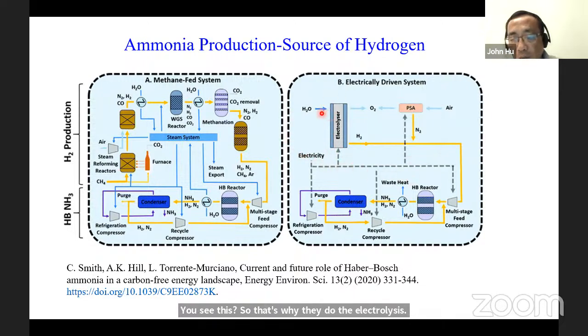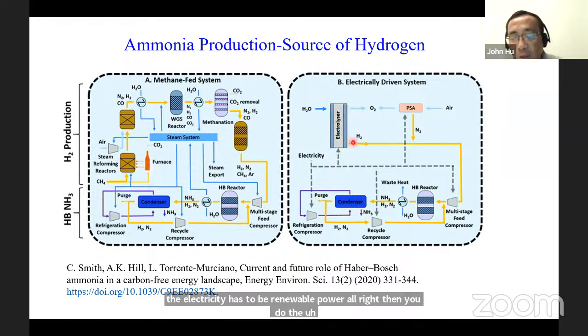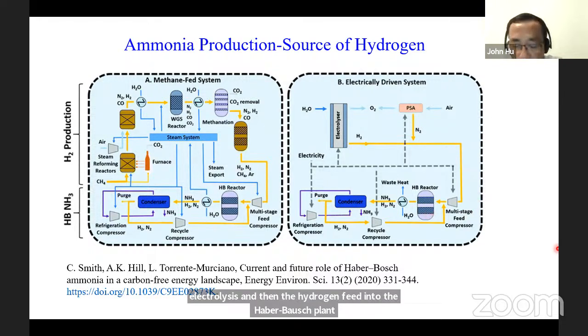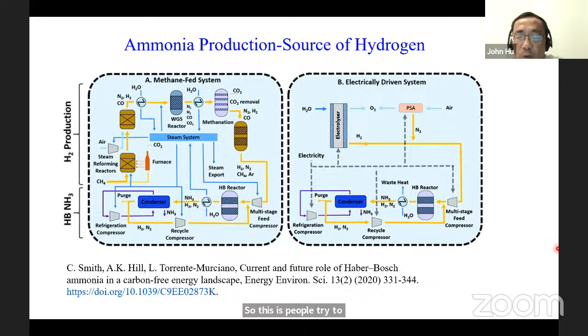And then basically you electrolyze water. With electrolysis, the electricity has to be renewable power, all right? Then you do the electrolysis, and the hydrogen feeds into the Haber-Bosch plant. So this is what people try to follow to build a green ammonia plant. Today, there's no ammonia plant at industrial scale. There's no, well, let me back up. Today, there's no green ammonia plant like the one on the right-hand side in the United States.